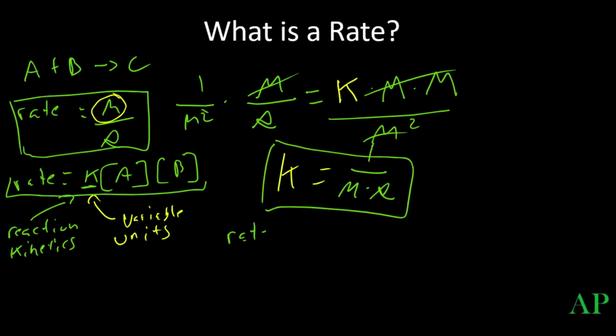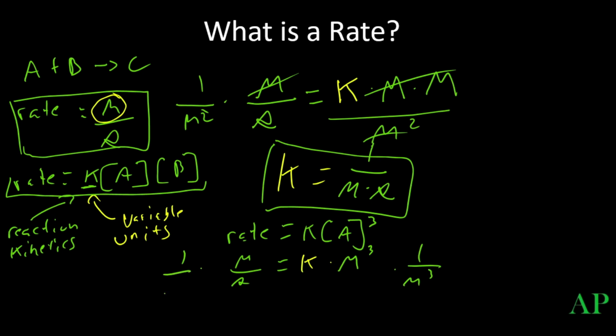We were given a different equation, say rate equals k times concentration of A cubed. In this case, again, rate is going to be molar per second, which equals k times concentration of A, concentration is always measured in molar, cubed. So we're going to multiply everything by 1 over M cubed, and you end up with the units for k being 1 over molar squared seconds.